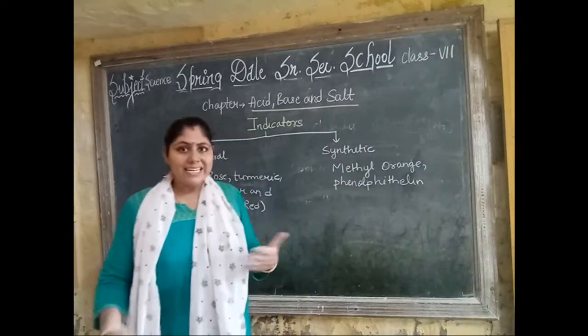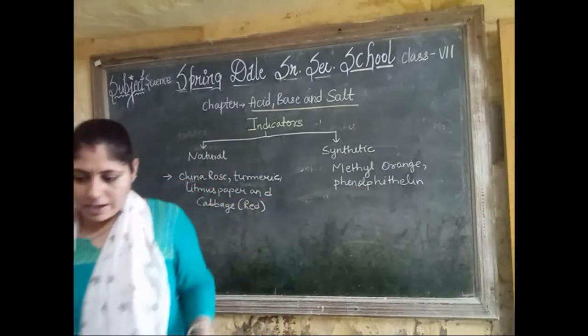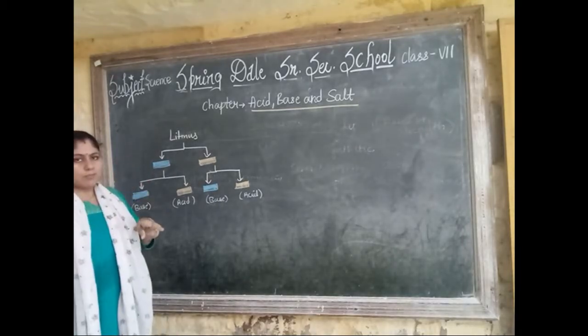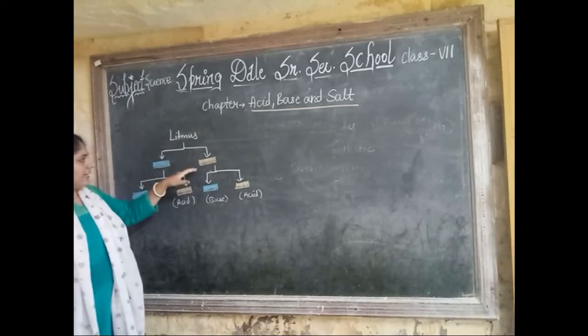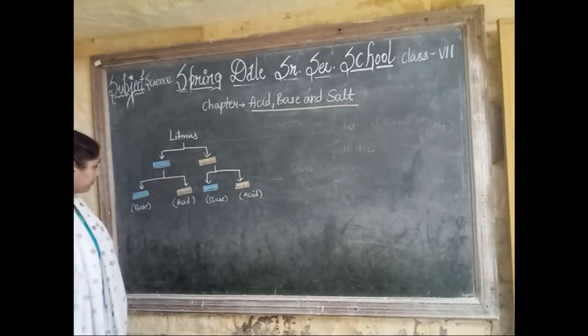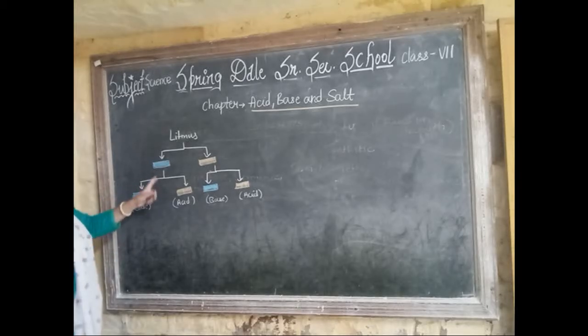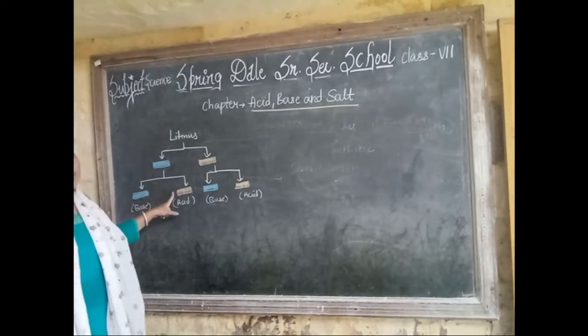Now, how do they indicate the acid and bases? Let us see. So first we take litmus paper. There are two types of litmus paper, which is blue and red. Now when we take blue litmus paper and dip it in something, if the blue litmus paper stays the same and doesn't change color, then it is base, and if it changes into red color, then it is acid.